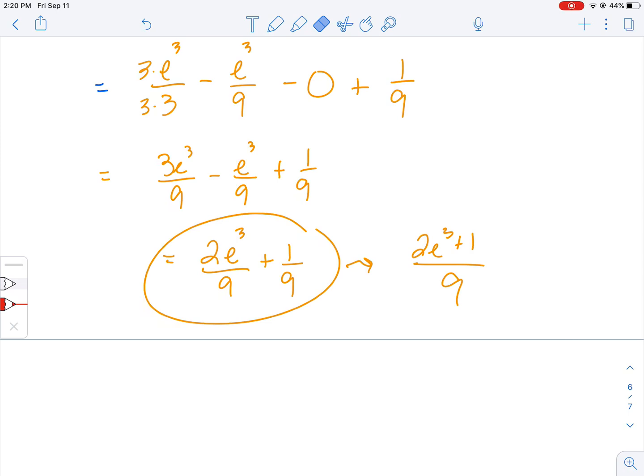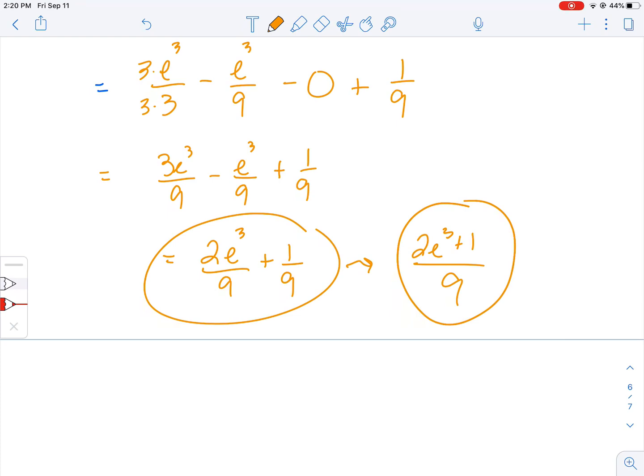Or you can put it in your calculator and round it to whatever decimal place they ask you. So just make sure you follow the directions on MyMathLab to see if they want it in exact form or if you need to then take this and put this in your calculator. I forgot to do that, so I'm not exactly sure what the decimal is, but you can do that. 2e cubed plus 1 all divided by 9. So depending on how they want their answer.